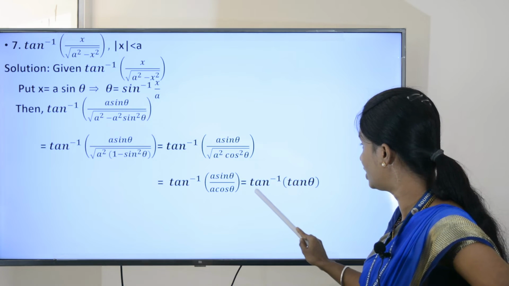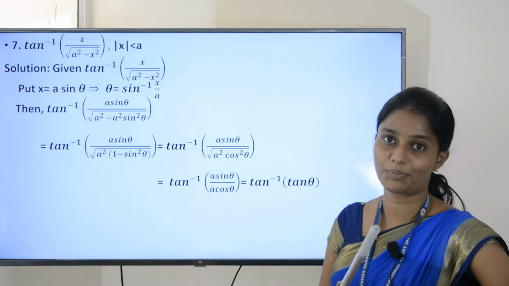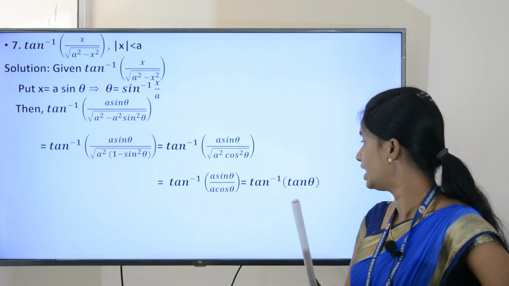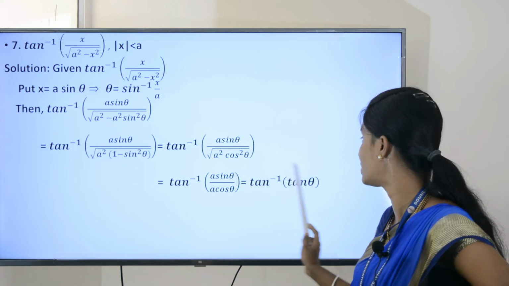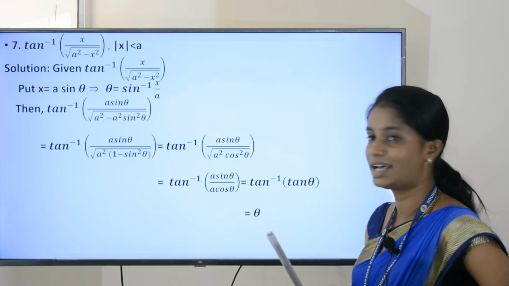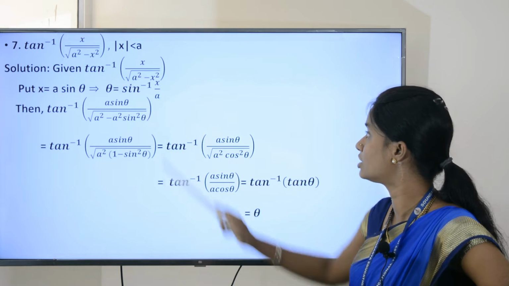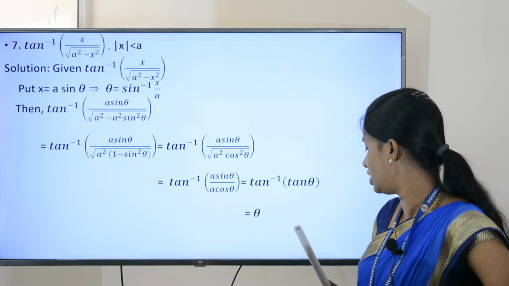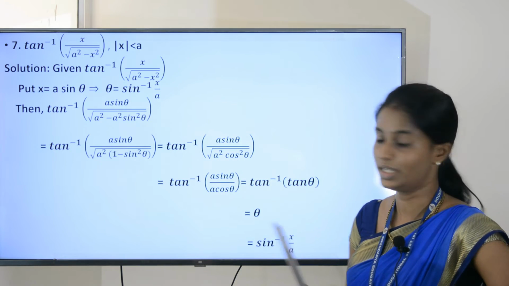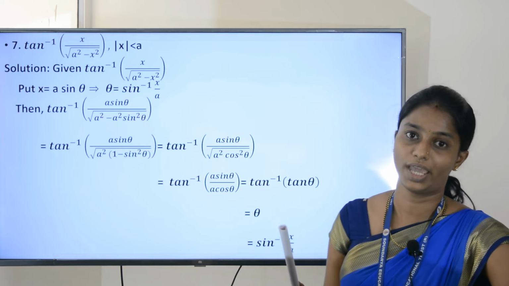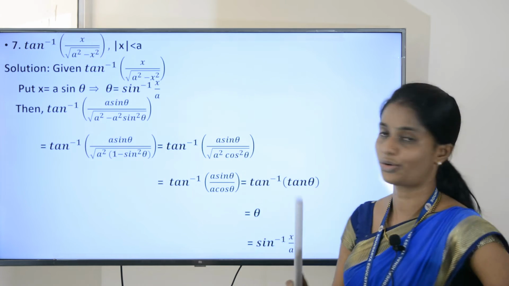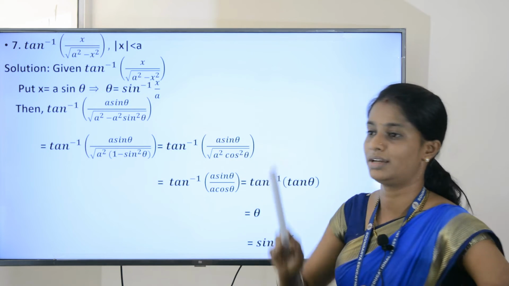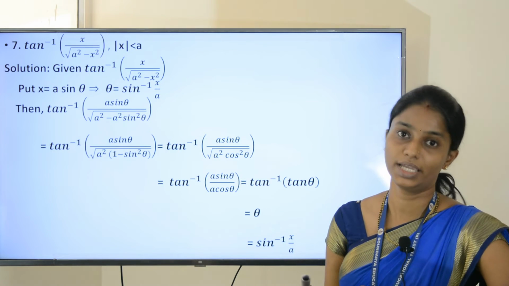Please observe here, tan inverse of tan theta. Once again we are going to apply the inverse trigonometric property. Tan inverse of tan theta can be written as theta. Is this the final answer, students? No, it is not the final answer. Final answer should be in terms of x or a. So theta can be replaced with sin inverse of x by a. So for this particular question, the substitution is x is equal to a sin theta, and theta can be written as sin inverse of x by a.